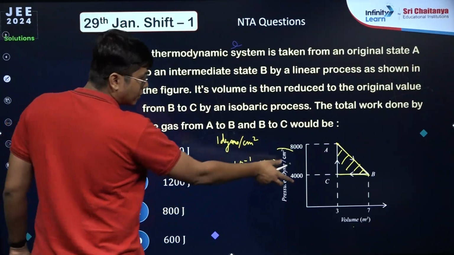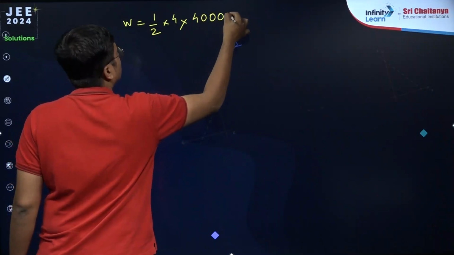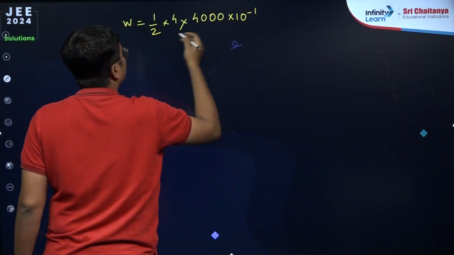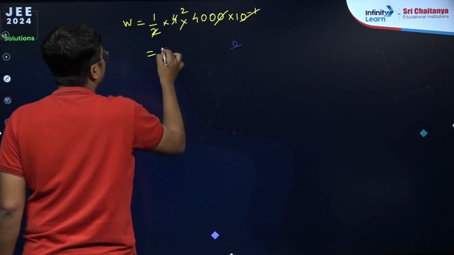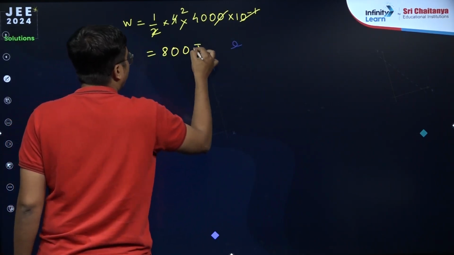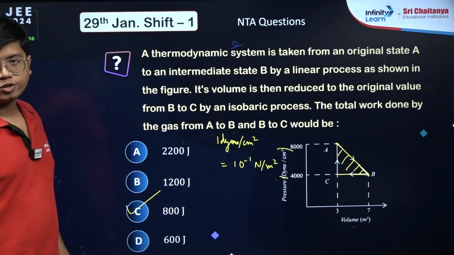So we put that as the difference is 4,000 into 10 to the power minus 1. Simple, cancel it out, take one of the zeros here, 2 into 400 would give you 800 joules. So the answer is option C, 800 joules over here.